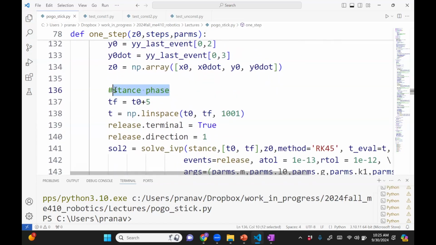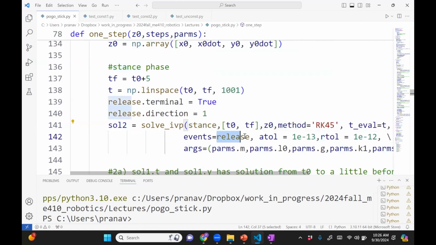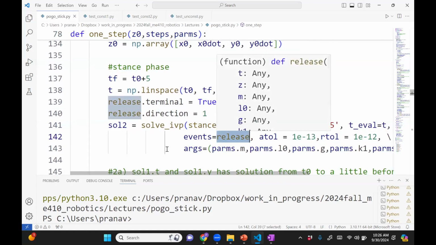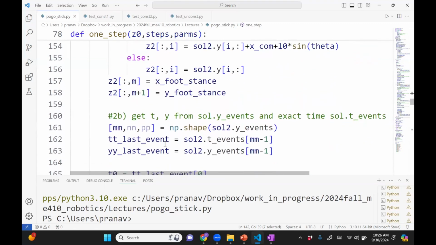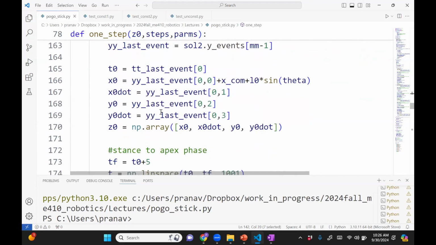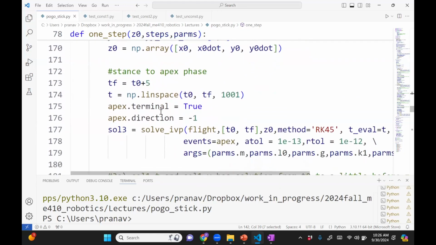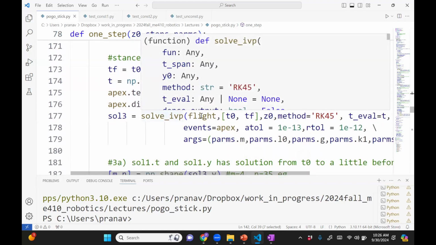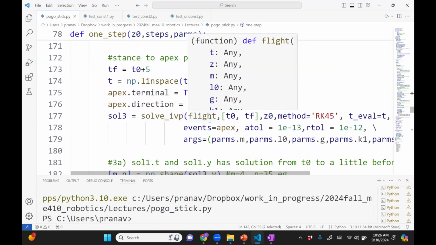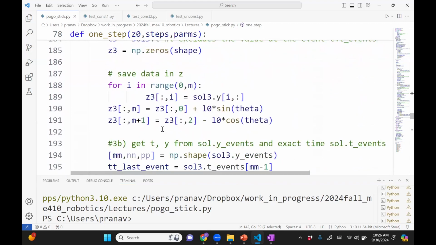Okay, so then I go to the stance phase. Assuming that the ball has made contact with the ground through the spring, there's the stance phase. That's the bounce equation with the spring constant. And then I wait for release. So it integrates till release. Then there's some bookkeeping, bookkeeping again. And then finally stance to apex. Here what happens is I do the flight phase again, and the event is apex. Apex means when the velocity in the vertical direction is 0. And then there's some bookkeeping.